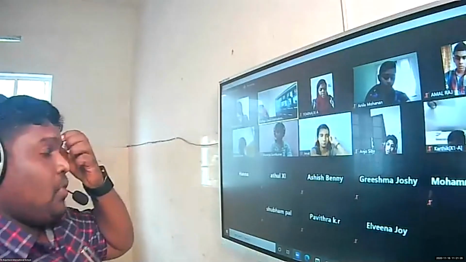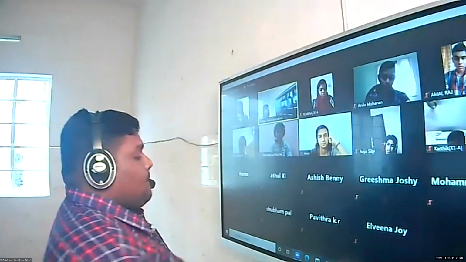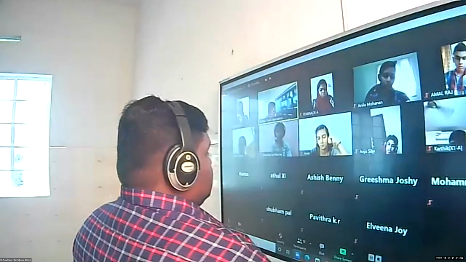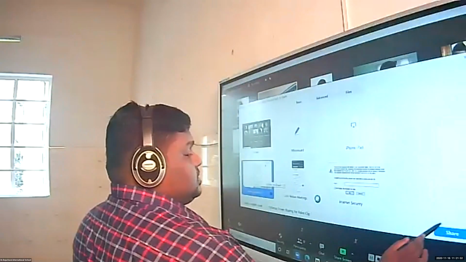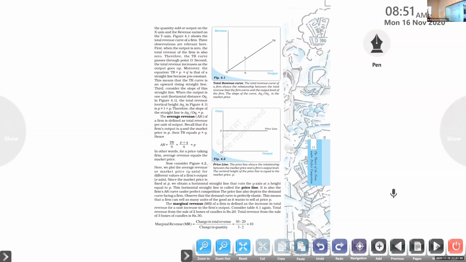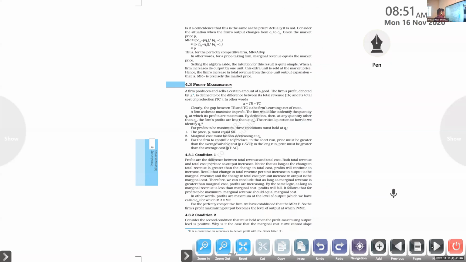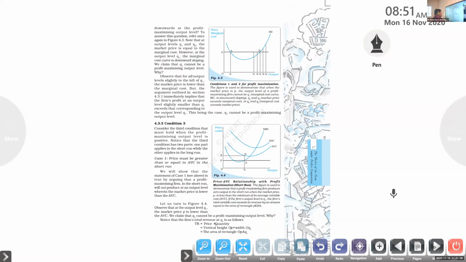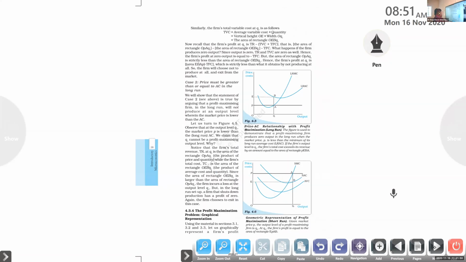Next one. Profit is equal to... tell me first, anyone? Total revenue minus total cost. Okay, profit is equal to total revenue minus total cost. Right? Yes or no? Okay. So here we discussed the three various conditions for the firms to maximize the profit.